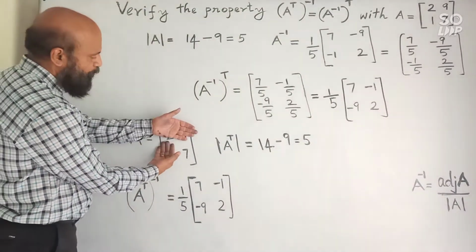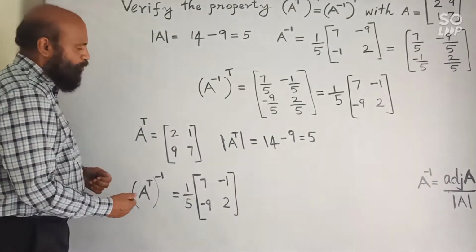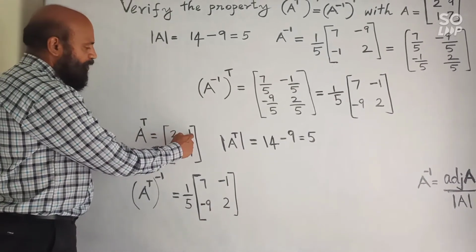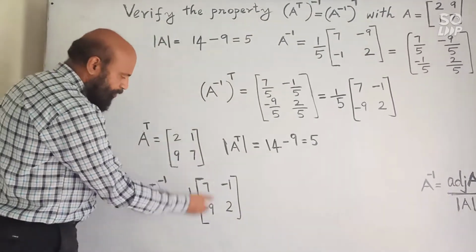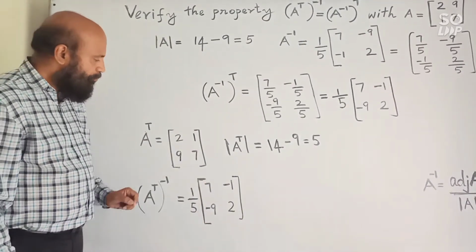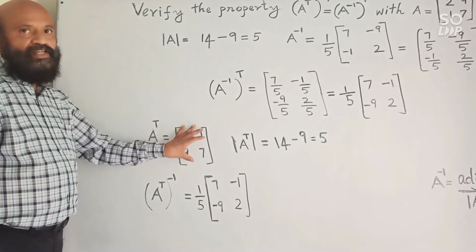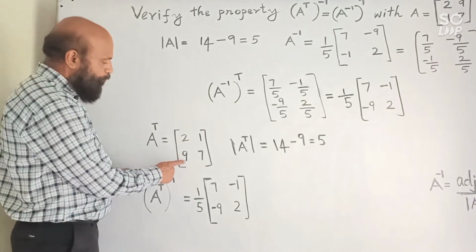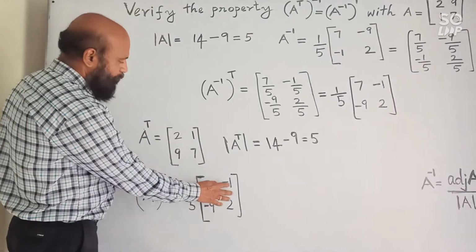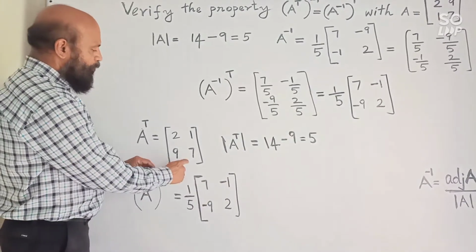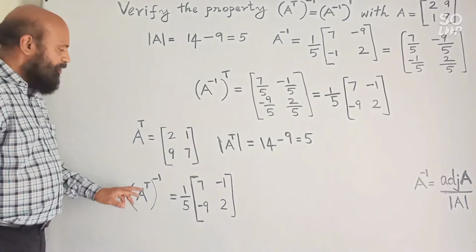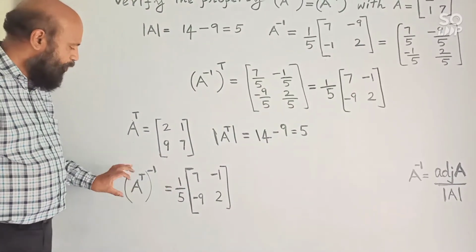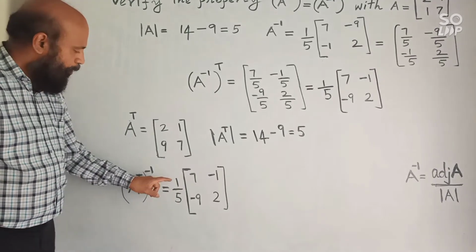Cofactor of this 2 is 7. Cofactor of this 1 is minus 9. Write the cofactor of these elements as the first column, because adjoint of a matrix is the transpose of the cofactor matrix. Next, cofactor of this 9 is 1 with a negative sign. Cofactor of this 7 is 2. Then determinant of A transpose is 5. So A transpose inverse is 1 by 5.